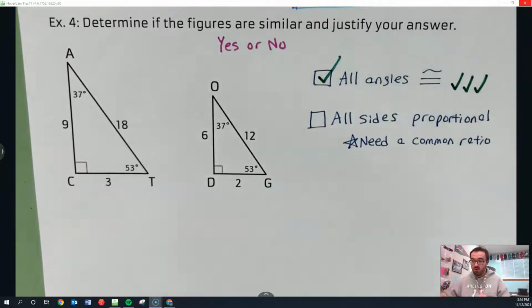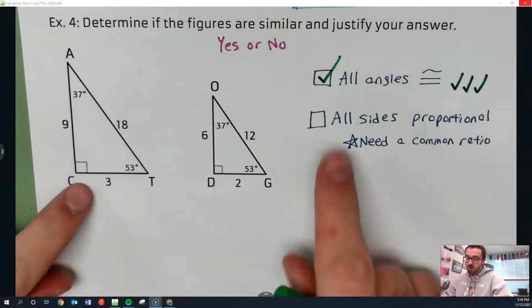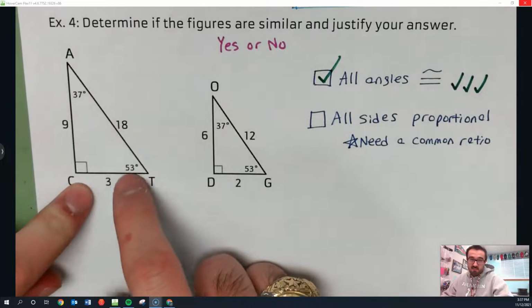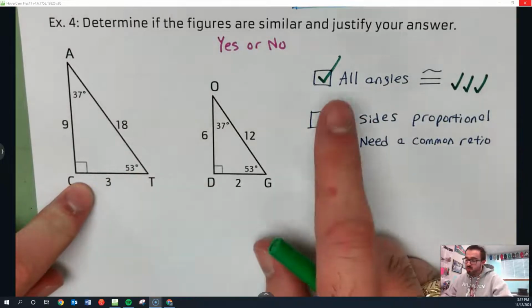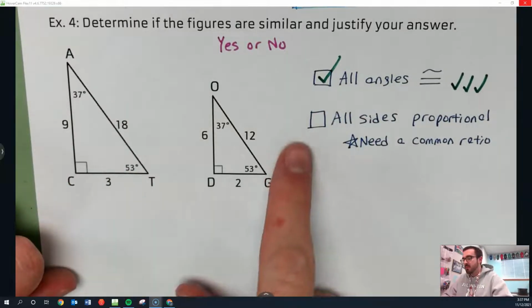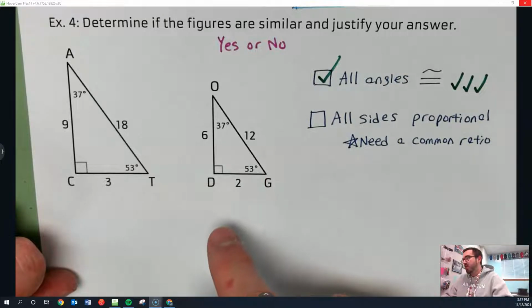But we're not done yet. We don't know that they're similar, okay? Because let's say all the angles were congruent, but not all of our sides were proportional. So we wouldn't know if they're similar yet. Let's talk about all sides are proportional.